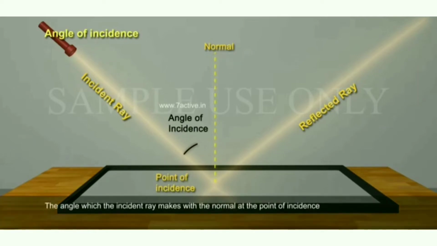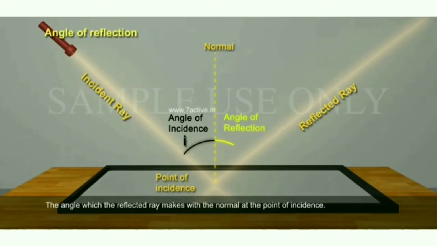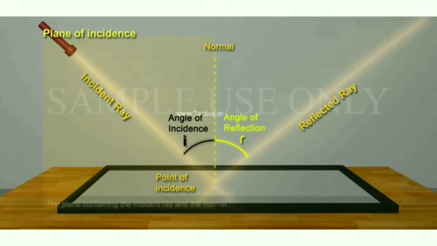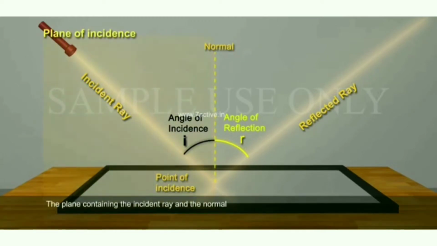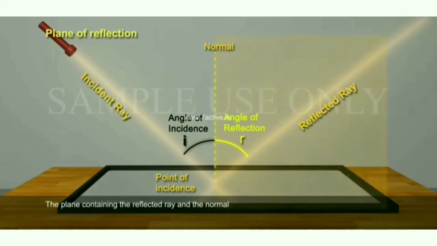Angle of incidence. The angle which the incident ray makes with the normal at the point of incidence is called the angle of incidence. It is denoted by the letter i. The angle which the reflected ray makes with the normal at the point of incidence is called the angle of reflection. It is denoted by the letter r. The plane containing the incident ray and the normal is called the plane of incidence. The plane containing the reflected ray and the normal is called the plane of reflection.